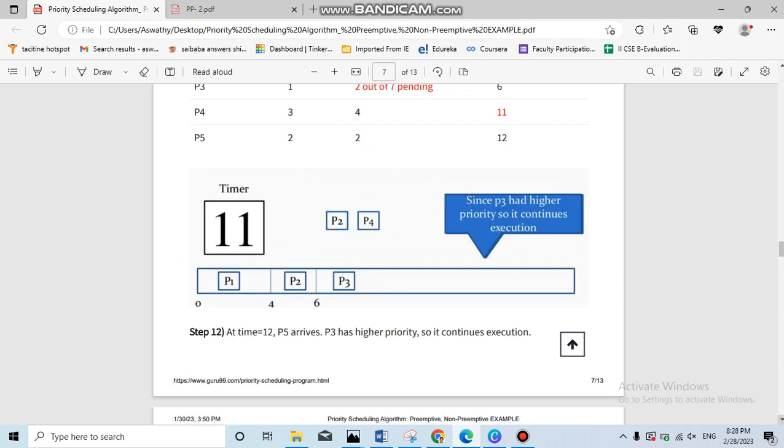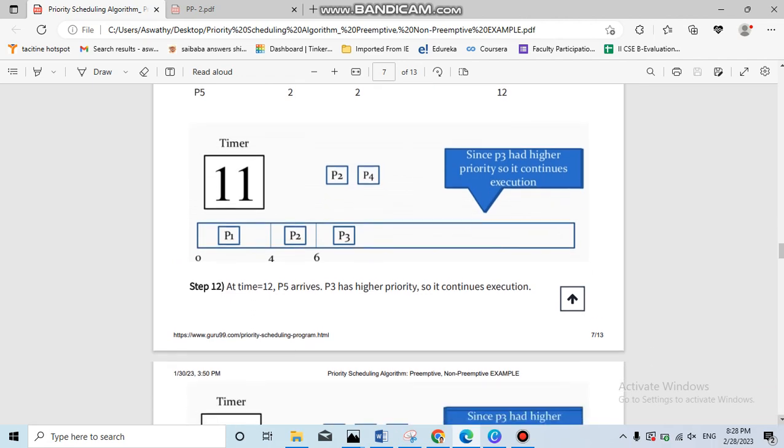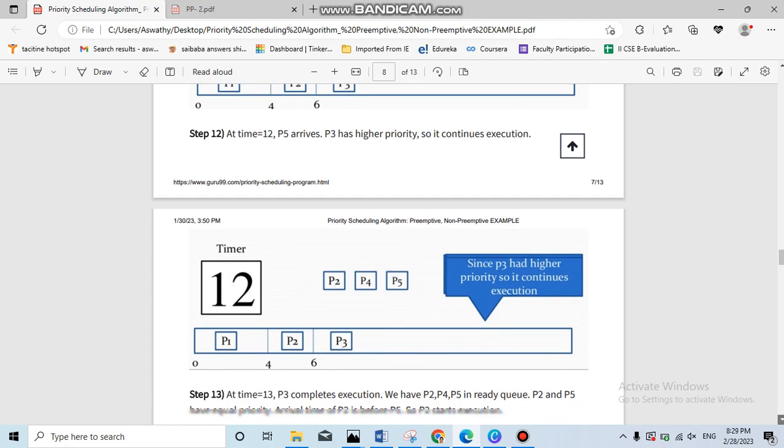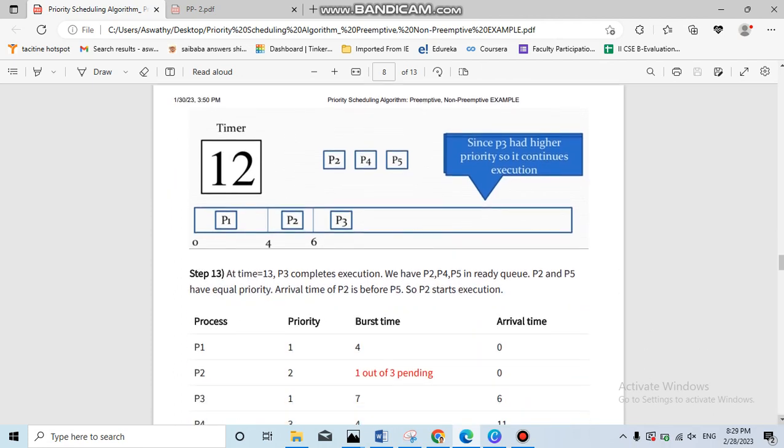Now P2 is in the queue with 1 burst time, and P4 is in the queue with 2 burst time. P3 continues its execution. At time 12, one more process comes, that is P5, but P3 still holds the highest priority, so P3 continues its execution. Currently P2, P4 and P5 are in the queue.